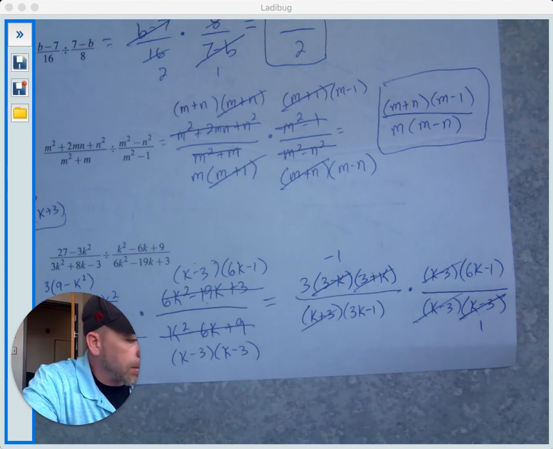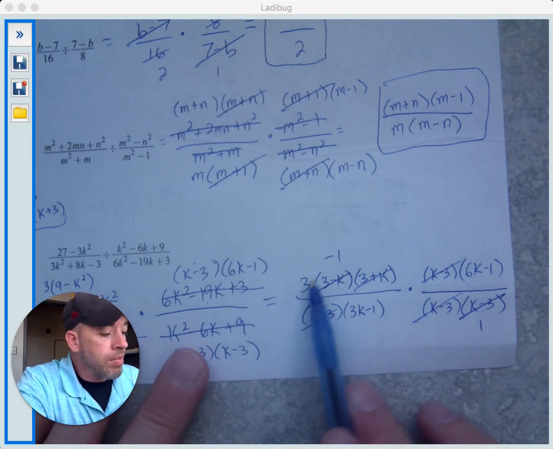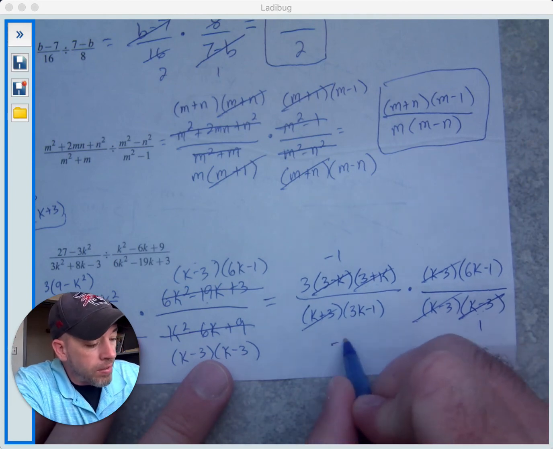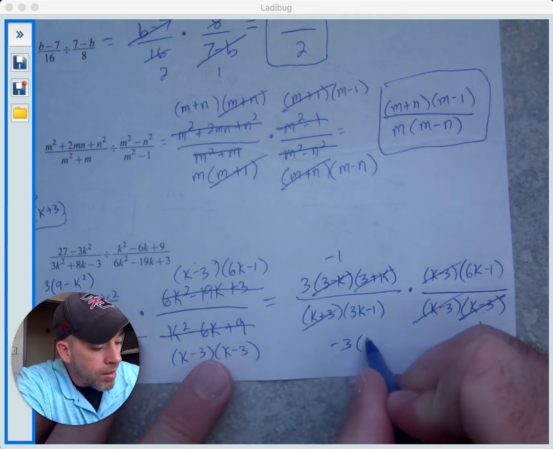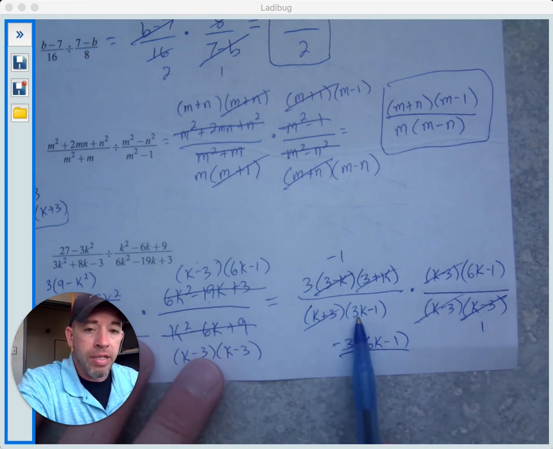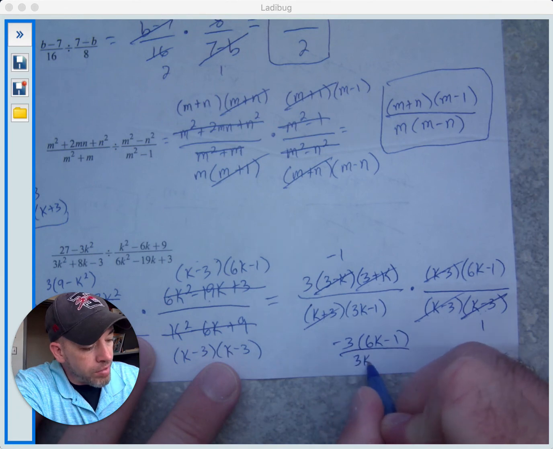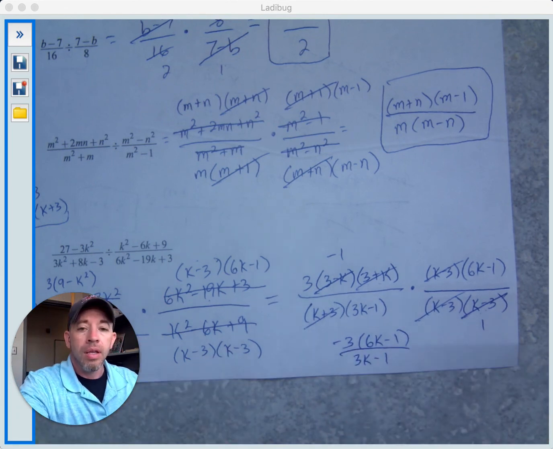Alright, so let's see. I don't think we can cancel anything else out, so let's just put everything together. 3 times negative 1 is negative 3 times the 6k minus 1. On the bottom, we have 3k minus 1 times 1, which is just 3k minus 1. That's all we can do.